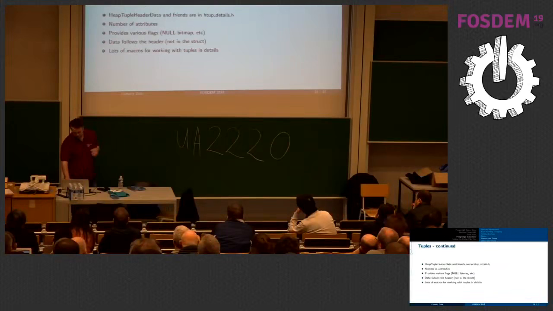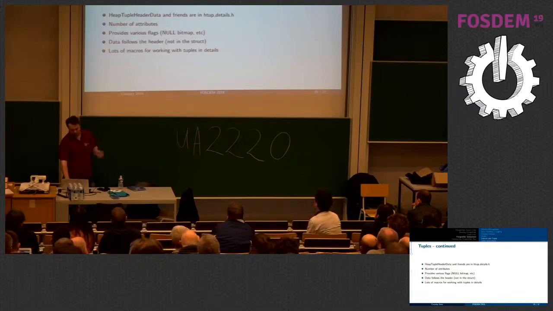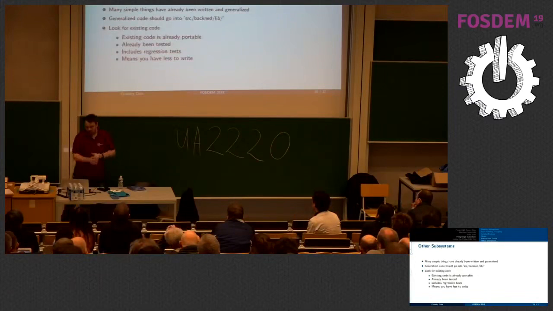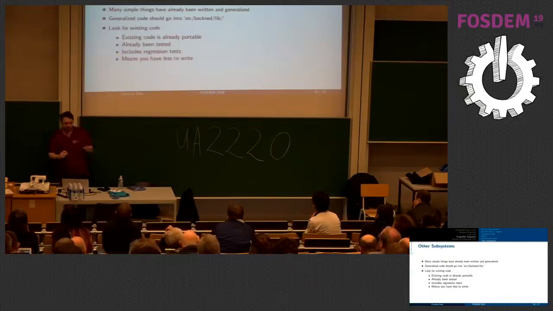All right, running a bit low on time here, so I'm just going to skip through this. This is how a tuple itself is actually defined. It has a number of attributes, some flags, and then the data follows the header. We have a number of other subsystems, so I'm just going to hit on these, but just realize that this is stuff where you shouldn't go implement another one of these when you're hacking on Postgres. We have enough of them.